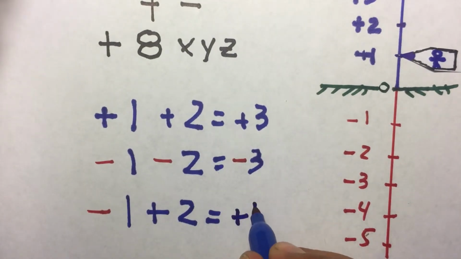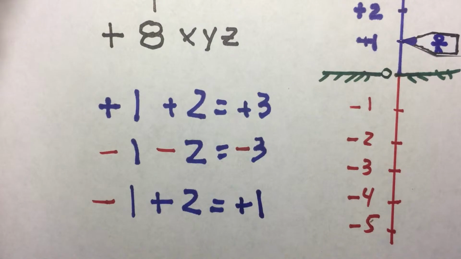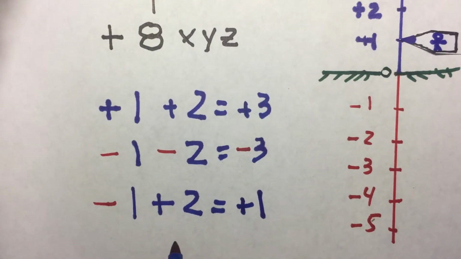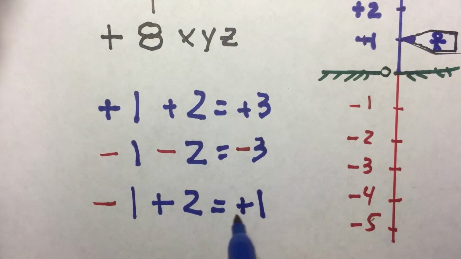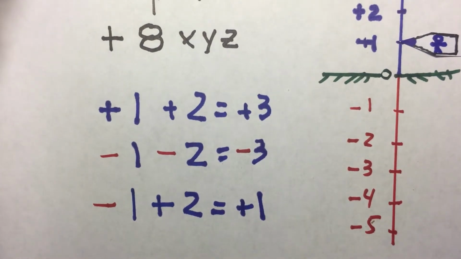From here, we can conclude with this rule: when we are adding numbers with different signs, the result is the sign of the largest. In this case, 2 is larger than 1. So we put the sign plus. And then we subtract the numbers. 2 minus 1 is 1.